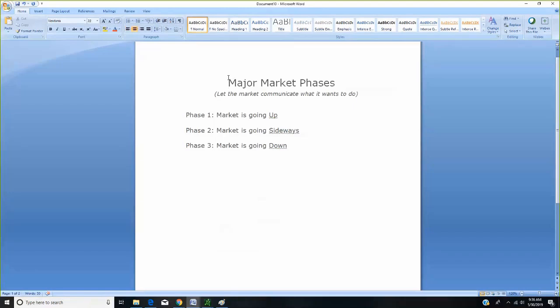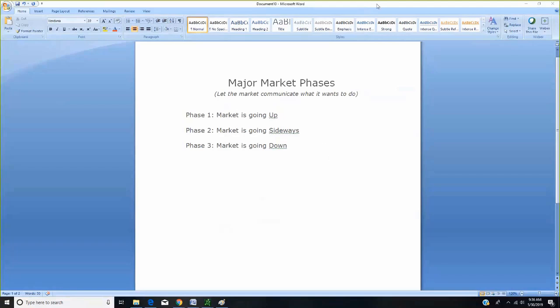Today we're going to talk about the major market phases, okay? What are the major market phases and why do they matter? One of the things I want to mention is that the market phases are the market's way of communicating what it wants to do. There are three major phases, but we've got to understand what the market is telling us and trade in the direction that the market wants to go. Again, this is just an overview of the major market phases.